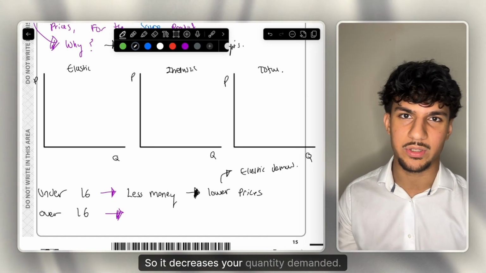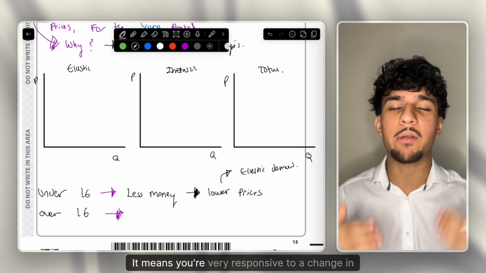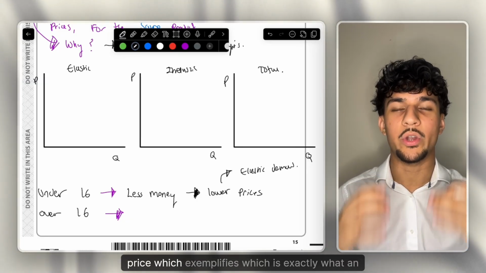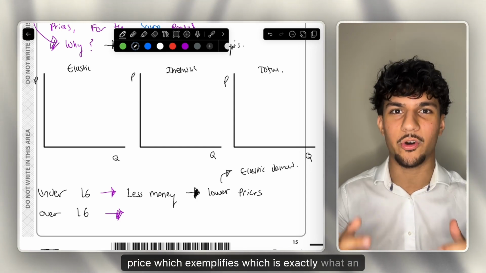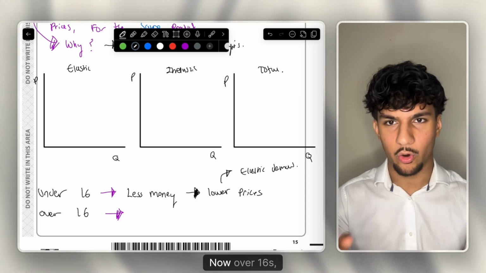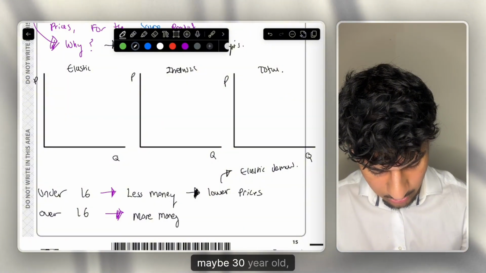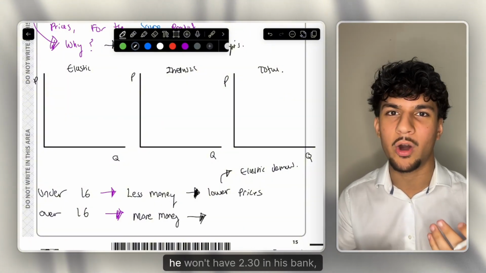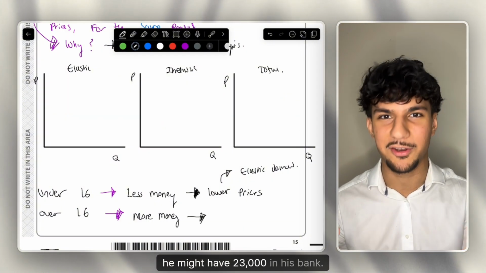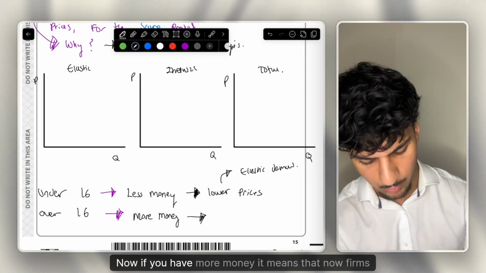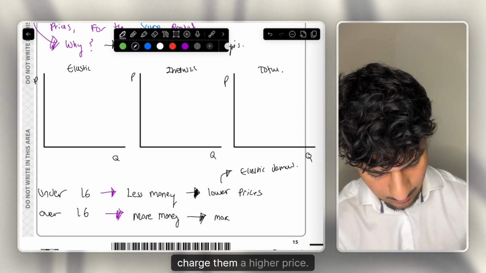So it decreases your quantity demanded. And what does that mean? It means you're very responsive to a change in price, which is exactly what an elastic demand consumer is. Now, over 16s, we say they have more money. If you think about people with jobs, maybe a 30-year-old or a 50-year-old, he won't have £2.30 in his bank, he might have £23,000 in his bank. If you have more money, it means firms charge you a higher price.